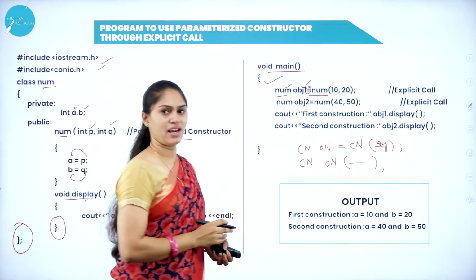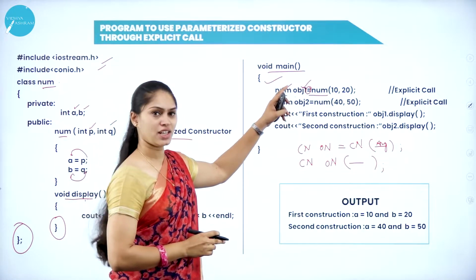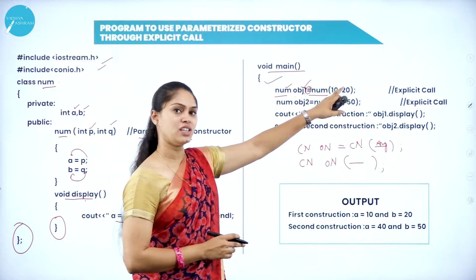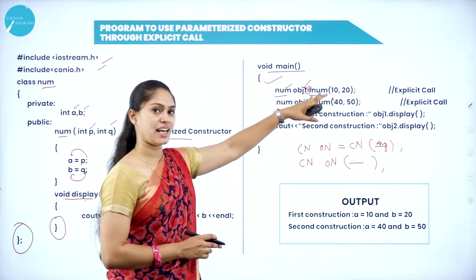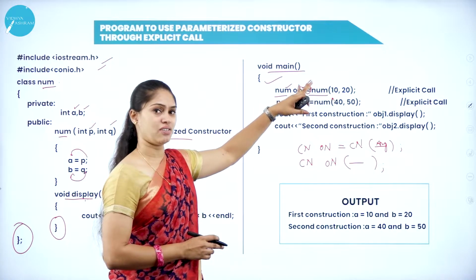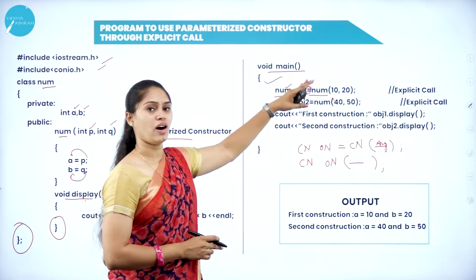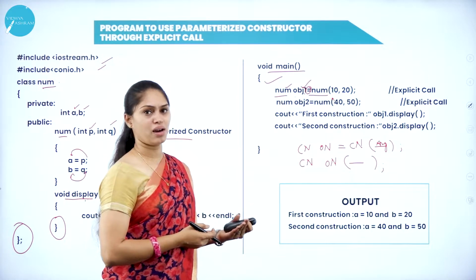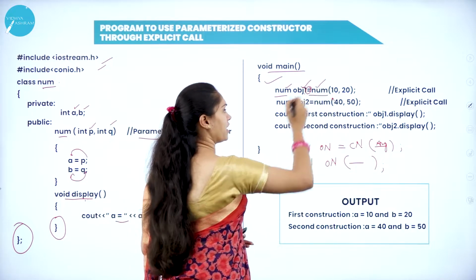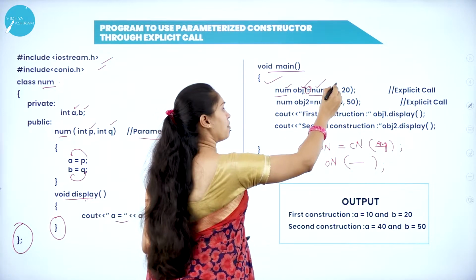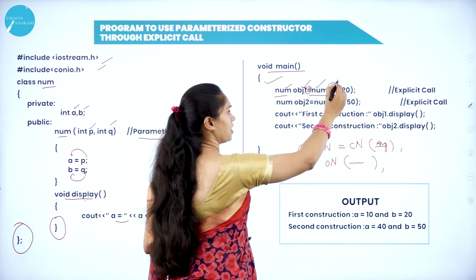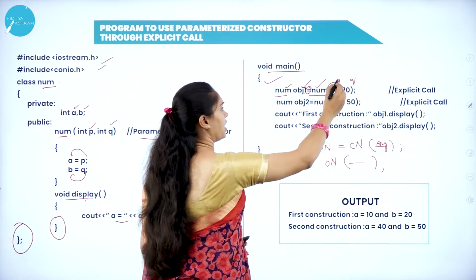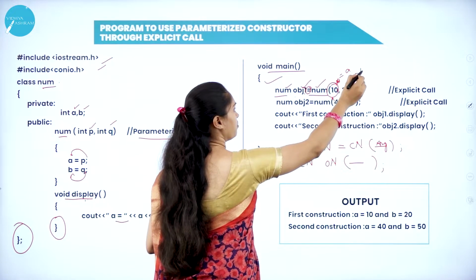What is the class name here? Num, and I have an object obj1 is equal to Num of 10, 20. I am specifying it externally. I am giving the location where I am supposed to assign the value of an argument or a parameter. So again, here I am calling a constructor function. I am assigning the values to P and Q. If it is P and Q, it is nothing but A and B.